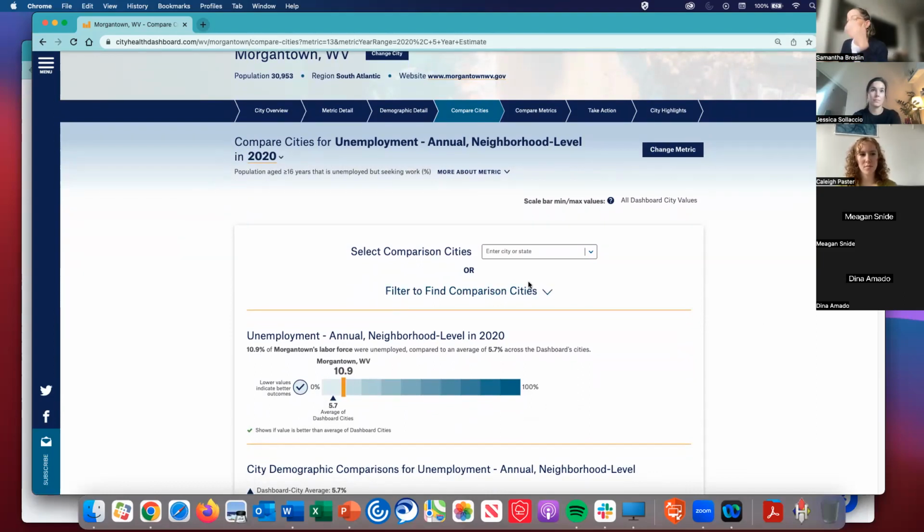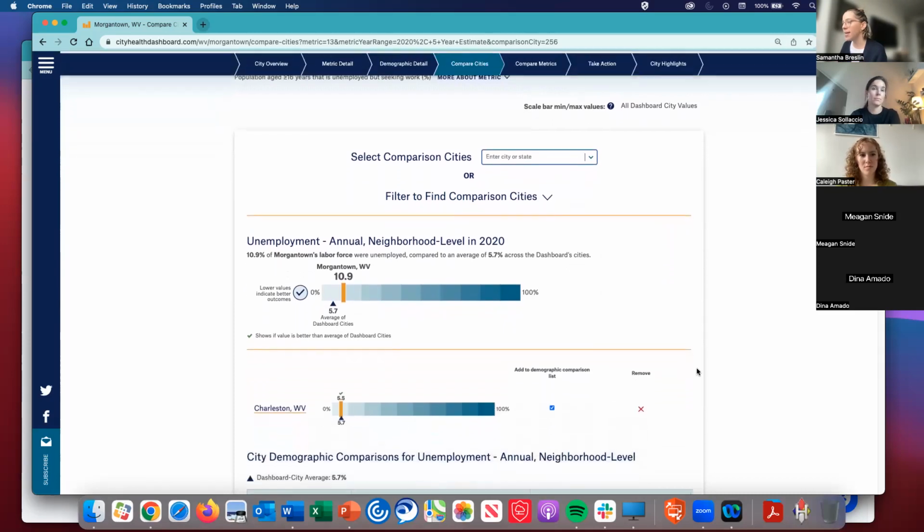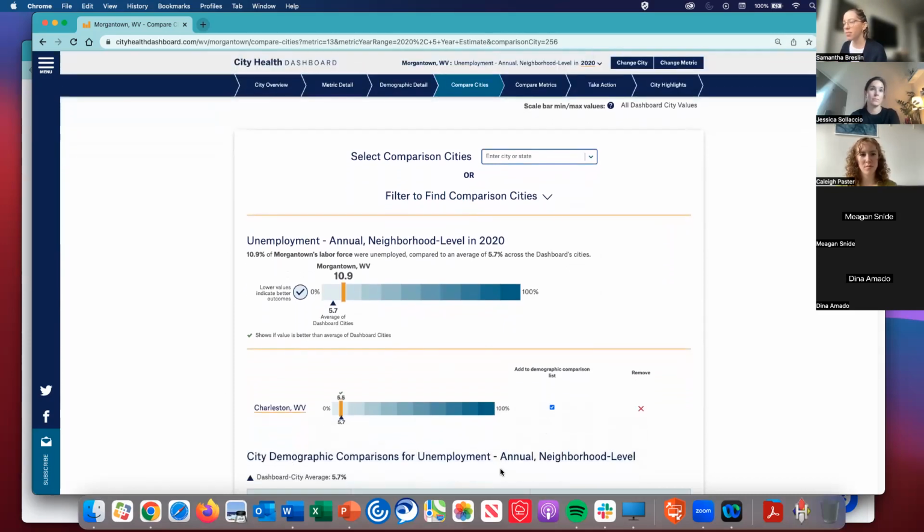So we have the ability to do that in 2 different ways. If I'm Morgantown, perhaps I want to compare myself to Charleston, which is the capital of West Virginia. I can just type in Charleston as I did, and then Charleston's scale bar with their unemployment rate, or whatever metric you're looking at, will be pulled down below Morgantown.